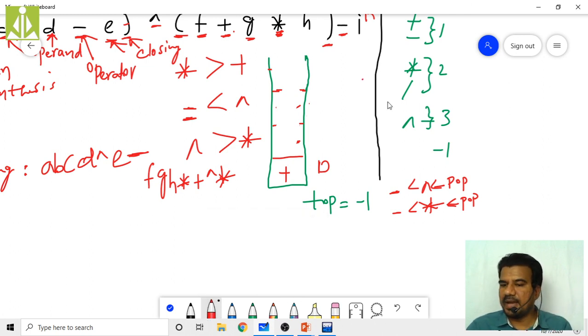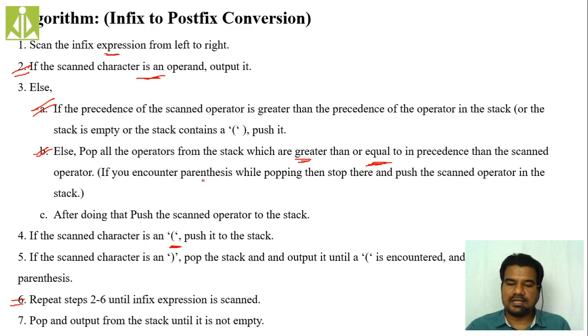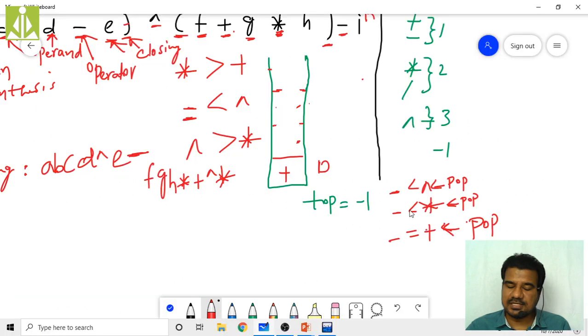And I have to deal with this minus. At the top of the stack, that is plus. So plus and minus both have equal precedence. Equal precedence also means we have to pop. Here they have mentioned: pop all the operators from the stack which are greater than or equal to the precedence. Greater precedence we have already popped, and this plus has equal precedence, so this plus also we have to pop.